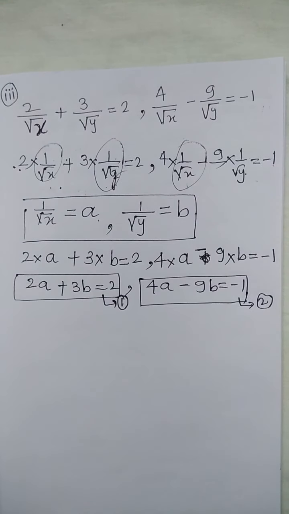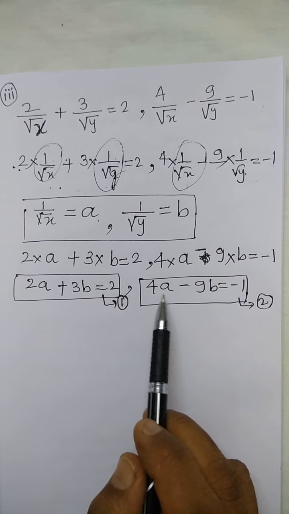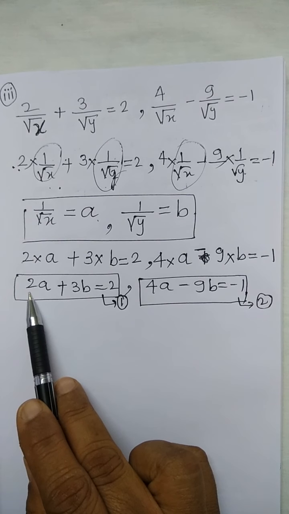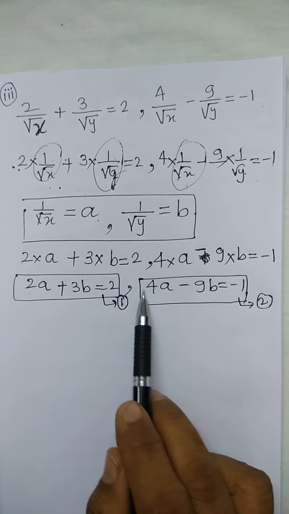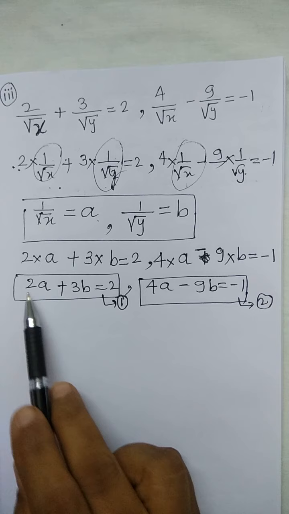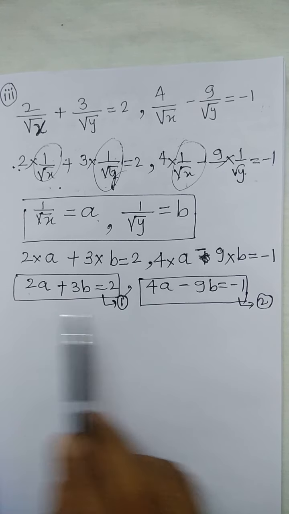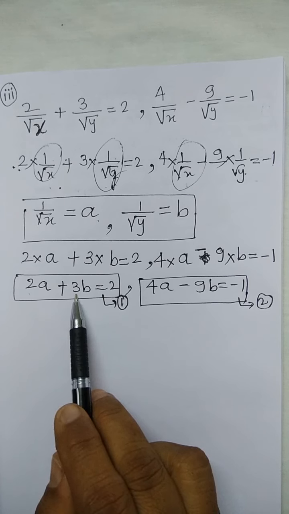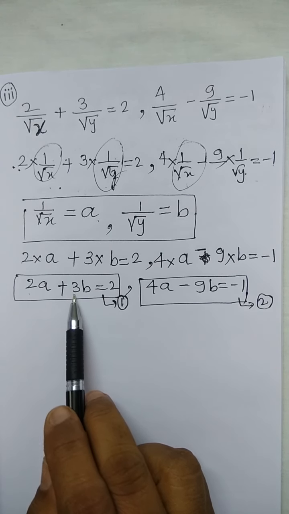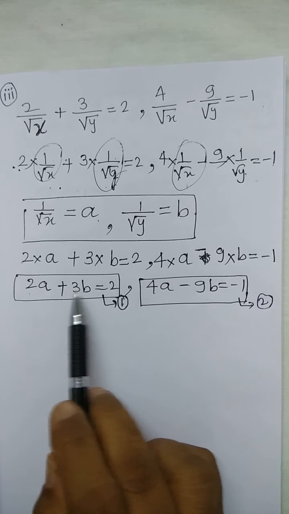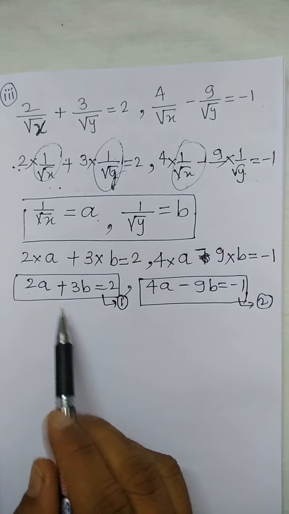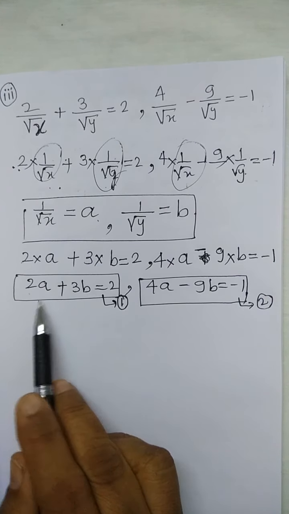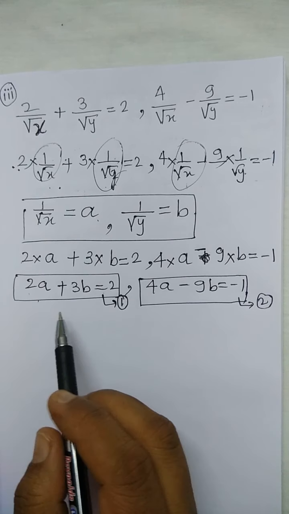Now what to do? Yes, you are right, you have to solve it by the elimination method. If you want to eliminate A, you have to make the coefficients of A equal. Here it is 4. If we multiply this by 2, we will get 4. Then here 9 is there, here 3 is there. If you want to eliminate B, then you multiply this by 3. Then these both will be equal and you will get B eliminated. Now it is up to you whether you want to eliminate A or B. So let us eliminate A.